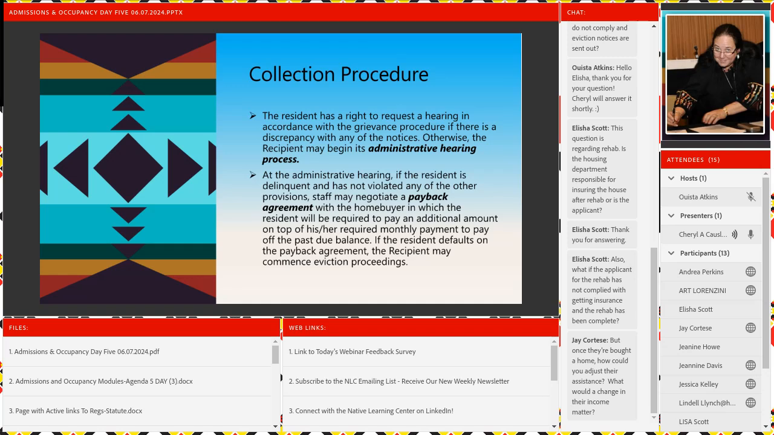At the administrative hearing, if the resident is delinquent and has not violated any other provisions, staff can actually negotiate a payback agreement with the home buyer or renter in which the resident will be required to pay an additional amount on top of their required monthly payment to pay off the past due balance. If your resident defaults on the payback agreement, the recipient may commence eviction proceedings.